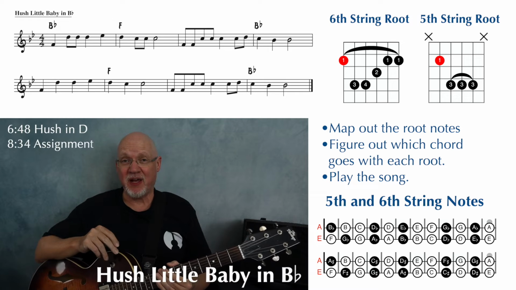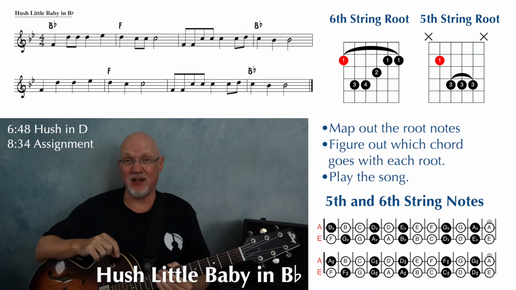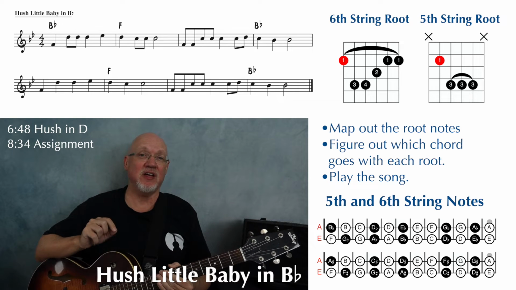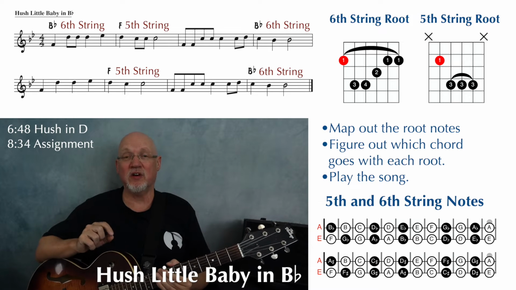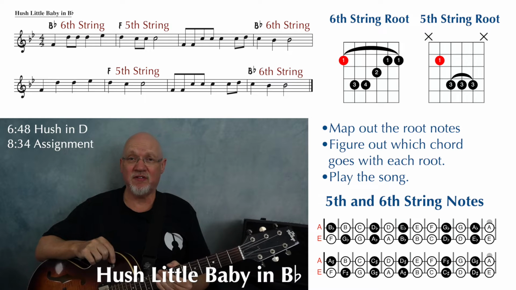At the bottom of page 3, we have Hush Little Baby in 2 different keys, one in the key of D major, one in the key of B flat major. Let's take a look at the key of B flat first, and there's an instruction right above that song. We're going to play the B flat major chords with the root on the 6th string, and our F chords with the root on the 5th string.